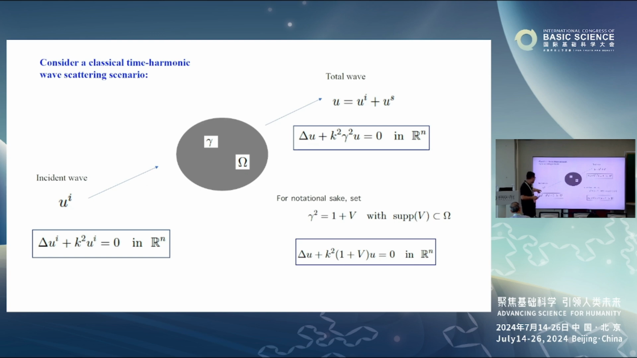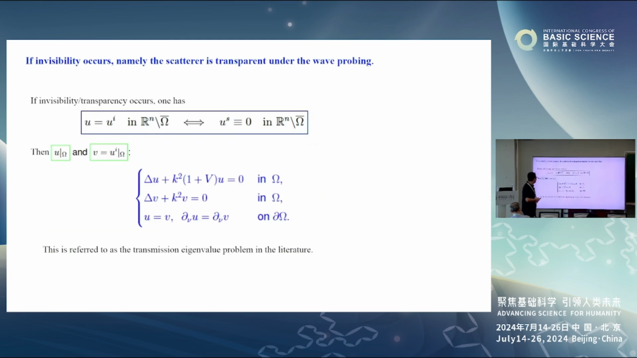So we got two wave equations. One is this, the other one is that. One describes this instant wave. The other describes this total wave. Now, if invisibility occurs, that means what? Namely, this scatter is transparent under this wave probing.